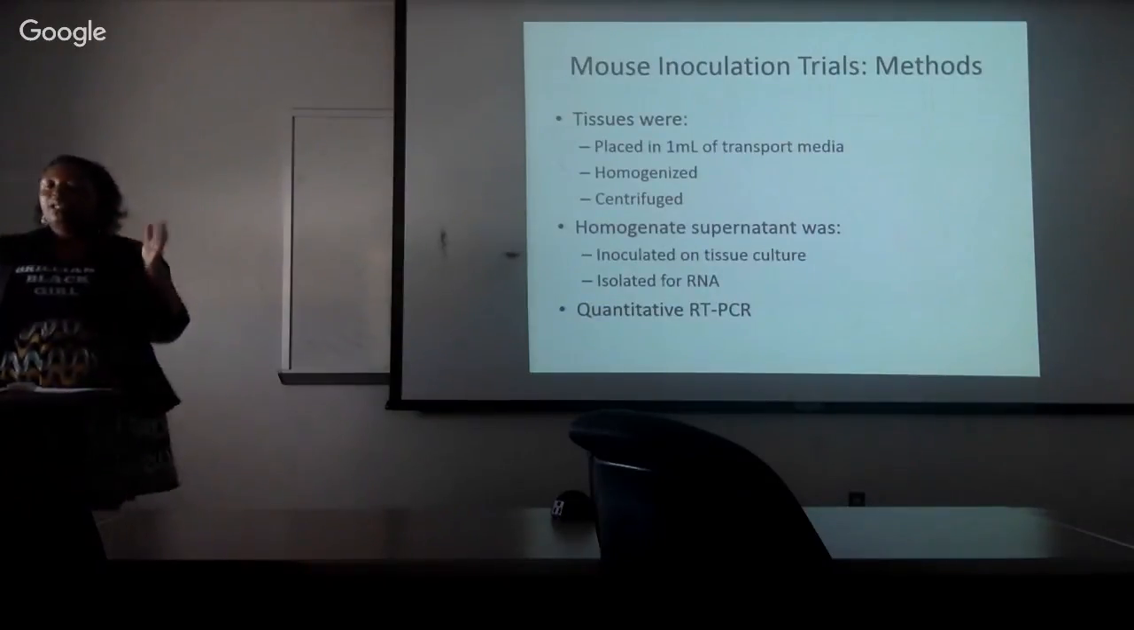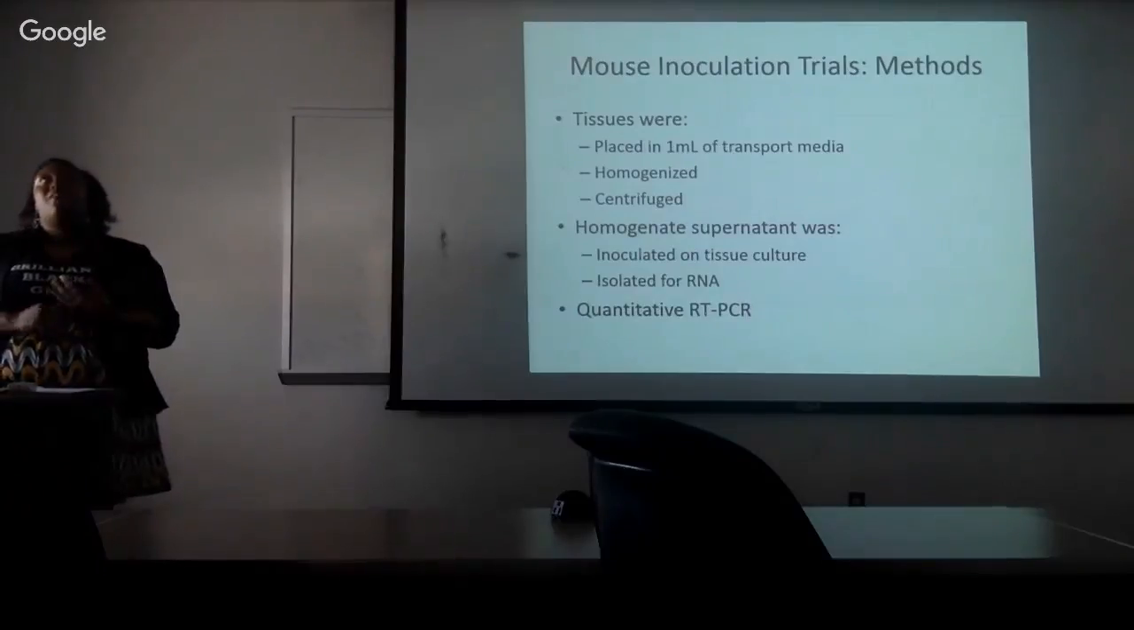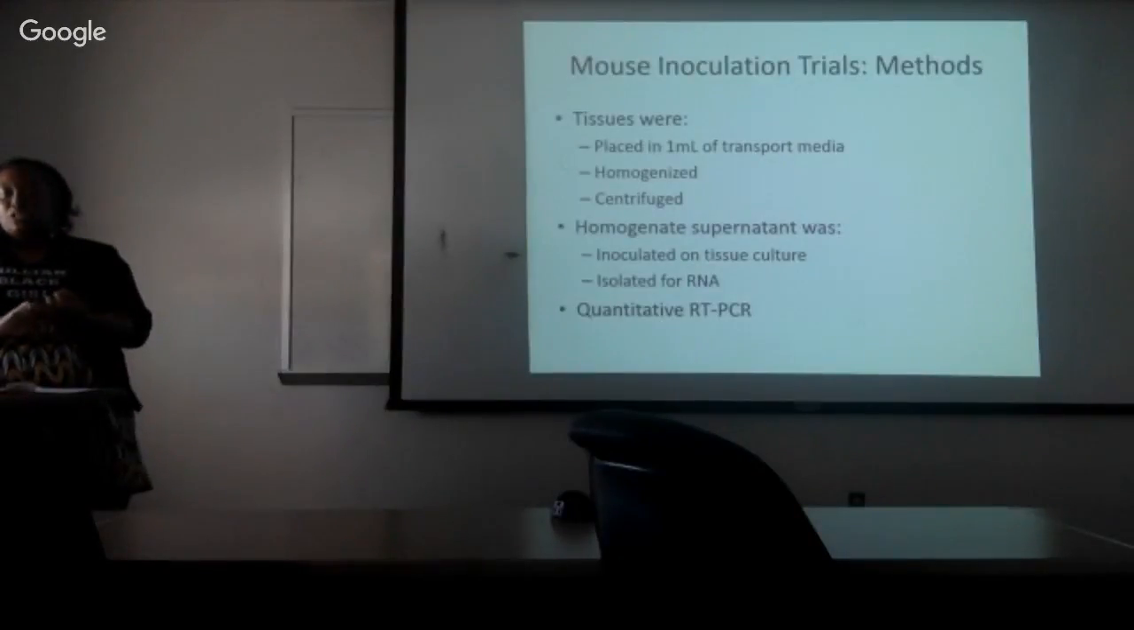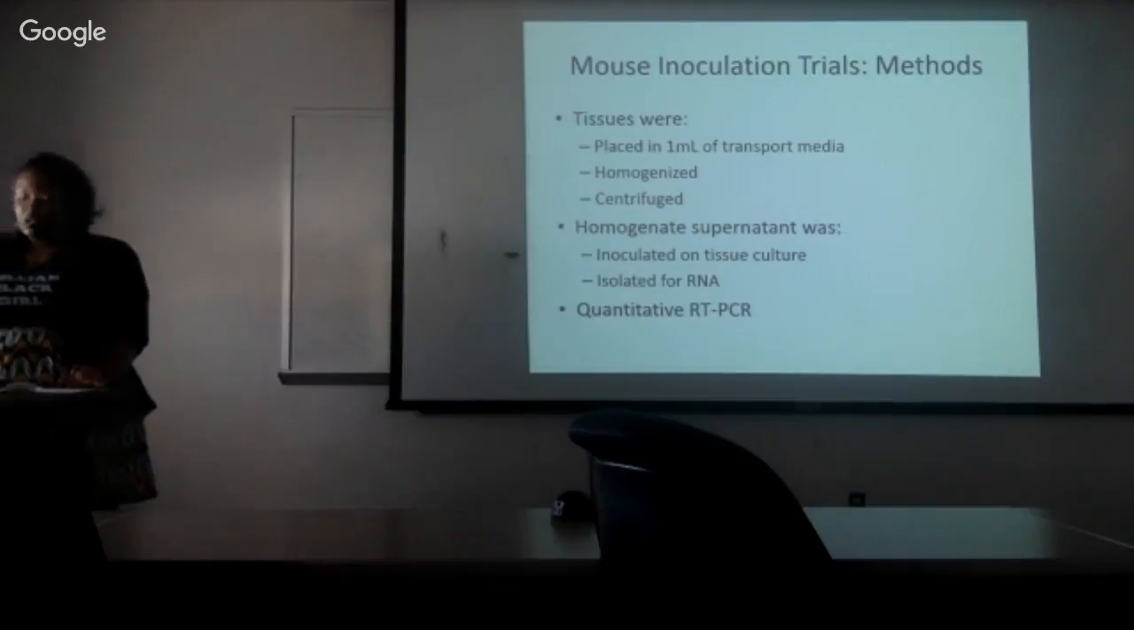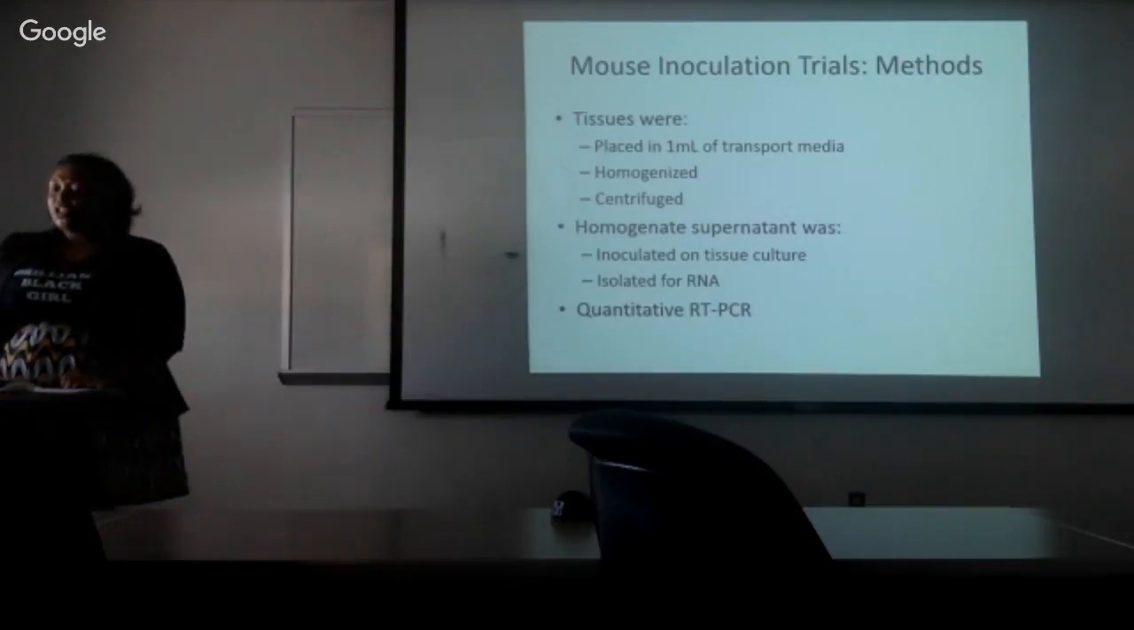So we collected from each mouse after we inoculated them, and then they were serially euthanized. We necropsied and took tissue, so we took spleen, we took blood via heart puncture, lung, liver, and heart. Tissues were placed in 1 ml transport media, homogenized and centrifuged, and then homogenate supernatant was either inoculated onto tissue culture or isolated for RNA. And then we used quantitative RT-PCR as a backup confirmation, and also just to see how much viral RNA was actually in each tissue sample.